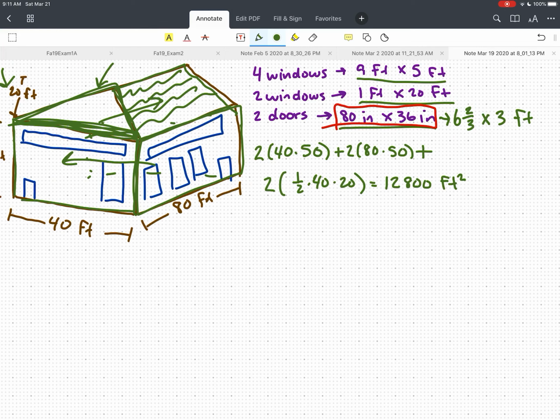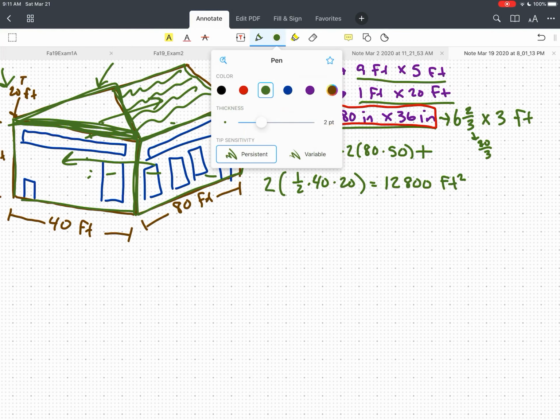I wrote 6 2/3 because that's exact. We might want to rewrite that as a mixed number. That would be 20/3. That way when we put it in our calculator, we can just write it as a single fraction instead of worrying about the mixed number.